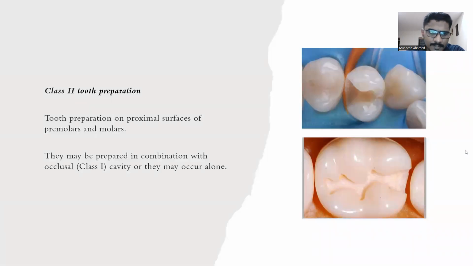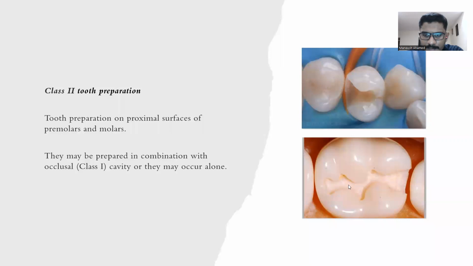And what is class 2 preparation? It is a tooth preparation on the proximal surface of premolars and molars. In the previous classification, the cavity involved only the occlusal surface, but here it involves the proximal surface, that is, either the mesial or distal or both. And sometimes the preparation may be made in combination with the occlusal class 1 cavity, or they can occur alone.